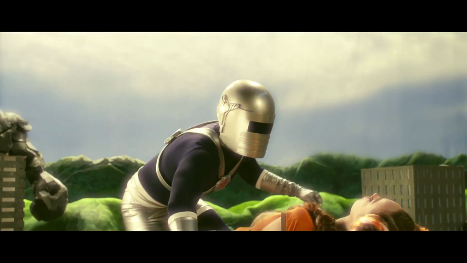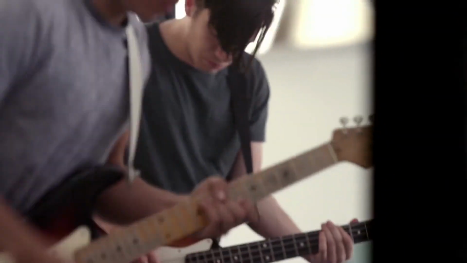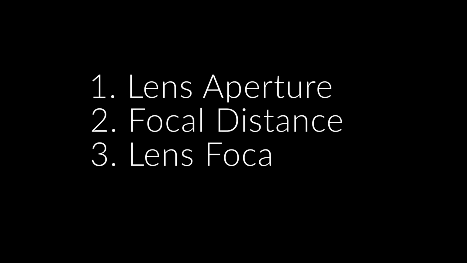In summary, depth of field is a key tool that should be considered when composing a shot, and the 3 factors that affect depth of field are the lens aperture, the distance the subject is from the lens, and the focal length, or angle of view of the lens.